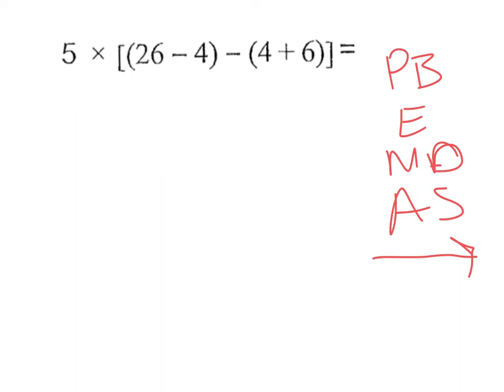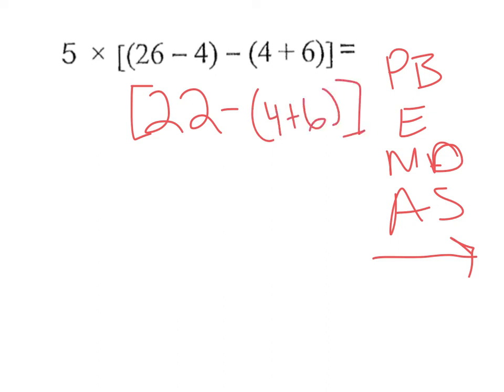So I'm going to start looking at my brackets first. This problem kind of reminds me of the last one. I've got 2 sets, so I'm going to go from left to right. I'm going to start with this first set of parentheses. 26 minus 4 is going to take me to 22. I'm going to drop the bracket and the minus. The 4 plus 6 in parentheses I'm going to keep, and then I'm going to close the bracket. The 5 and the times, it all falls down. I haven't done anything with that yet. So I'm going to keep going.